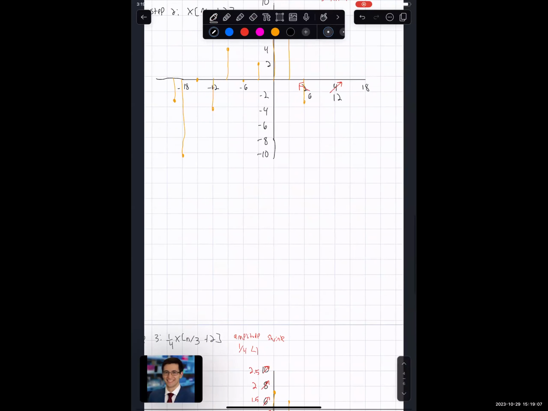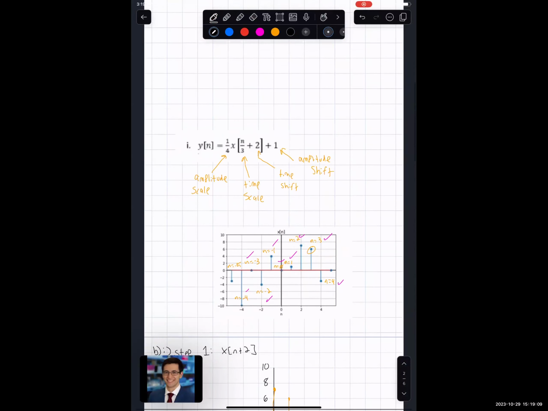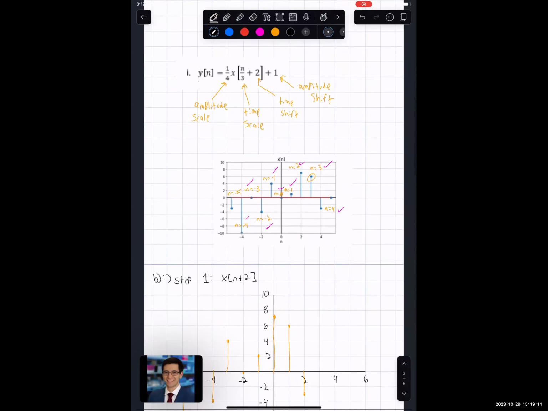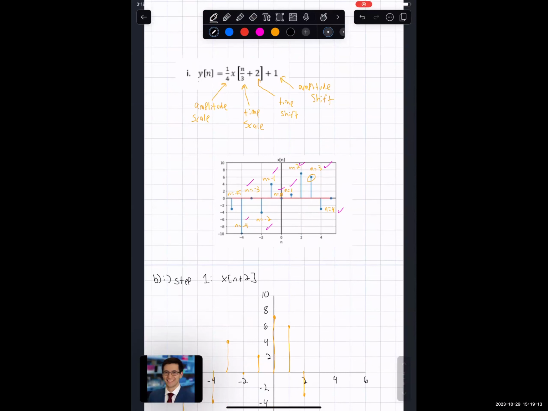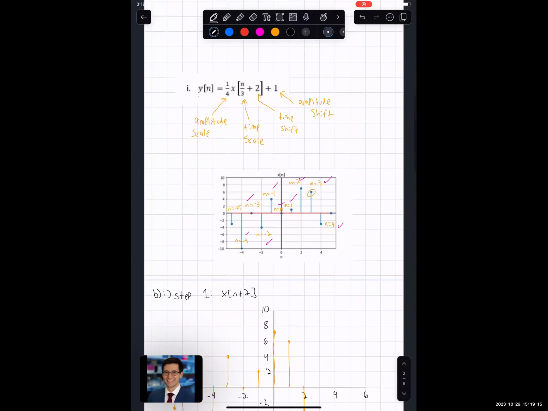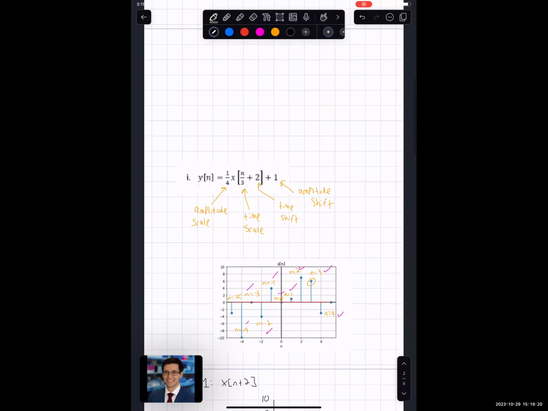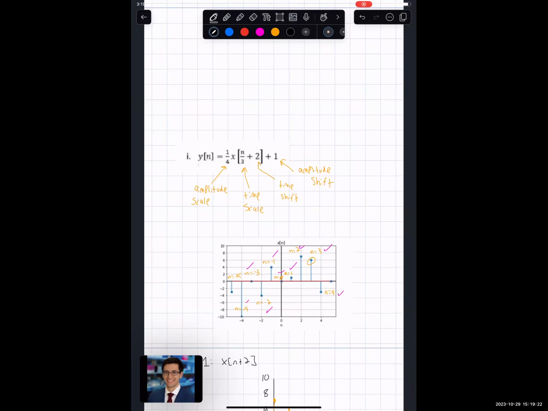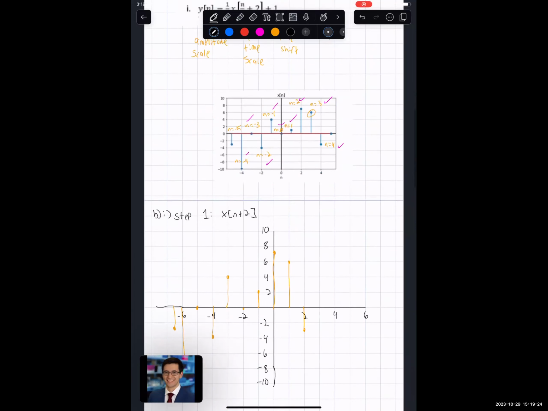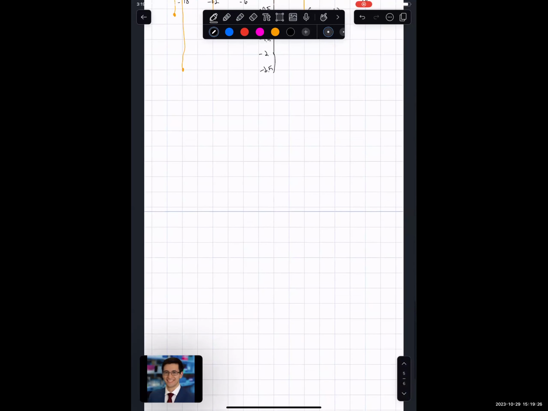Okay, so we're on our last step, guys. So let's think about the actual problem itself. The actual problem was we had this x of n. We had to do these 4 transformations. We're starting step by step, doing one transformation, building on top of the other. And we're on the last transformation now. So now we're just going to amplitude shift by +1. Okay? So step 4 here.